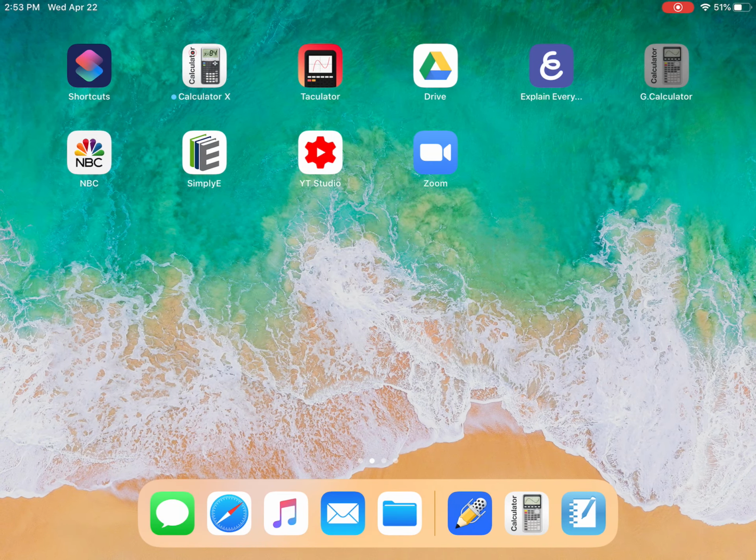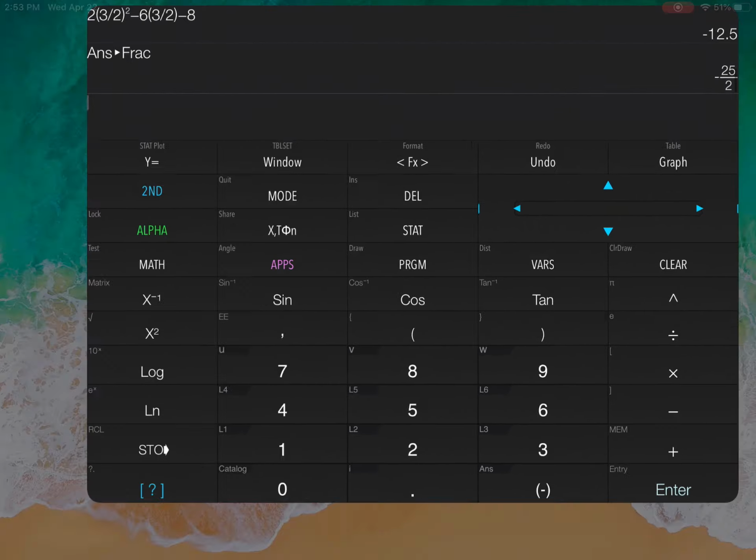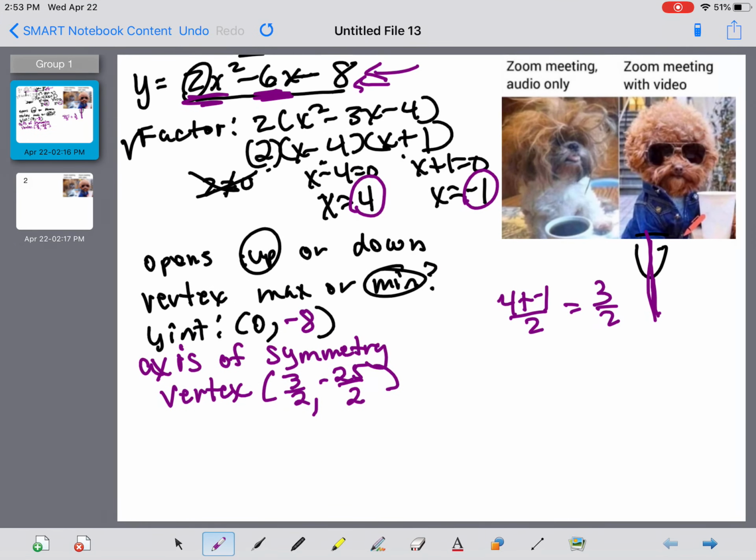Let's check our calculator where I had left it. -25/2. Okay, and then, so that's your axis of symmetry. Go back up to this part. Axis of symmetry is x is equal to 3/2. And then we're going to graph it.